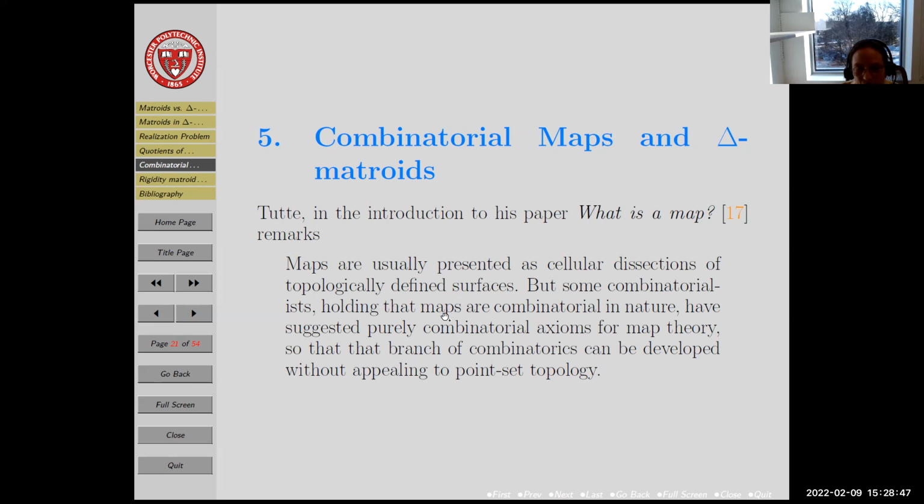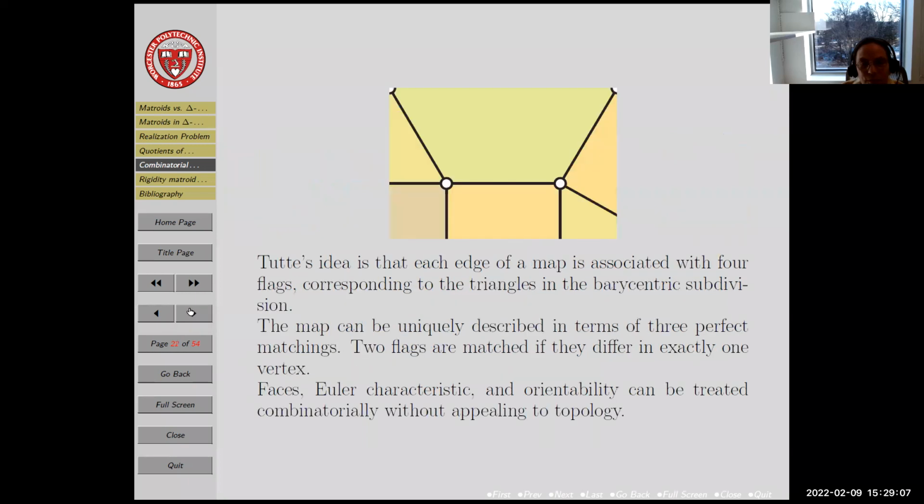And so what we want to see, though, is: what are maps combinatorially? Can we define them in a purely combinatorial way without appealing to topology first? And so his idea was, okay, look at a map, right? What is a map? So I have two vertices on that map. They are joined by an edge.